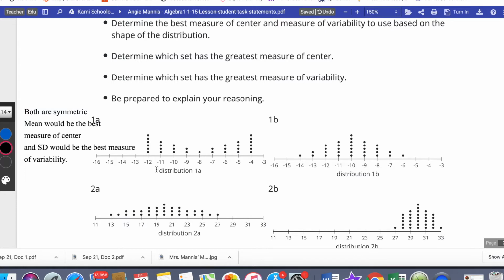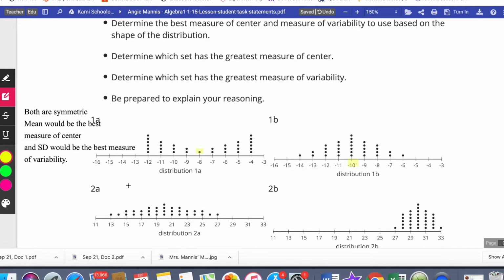Okay, so that would go for that one. We also need to tell which is the greatest. Looking at these, which one has the greatest measure of center and which one has the greatest measure of variability? Well, the measure of center for this first one would be -8. And the measure of center for this one would be -10. Because remember, when it's a symmetric data set, the mean and the median are equal.